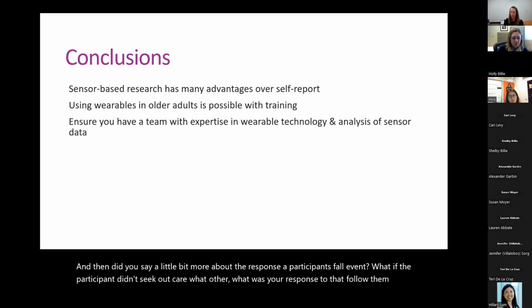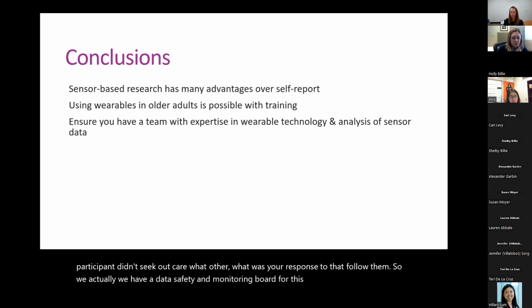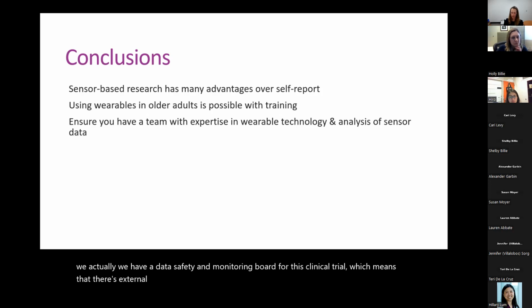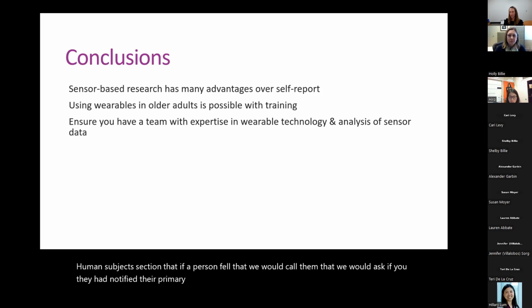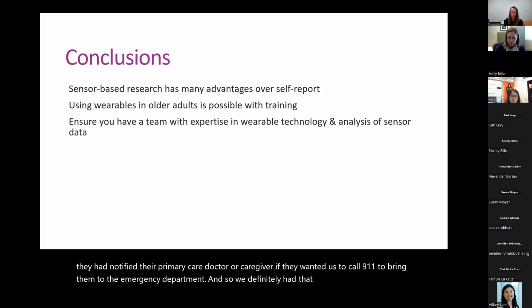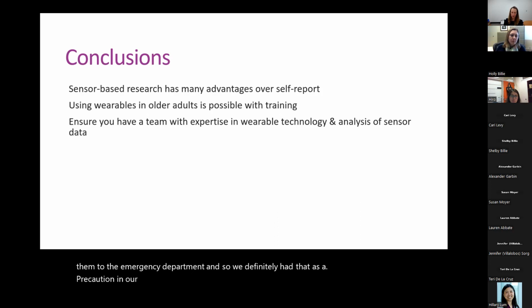Yeah, so we have a data safety and monitoring board for this clinical trial, which means that external researchers and biostatisticians monitor the data. We specifically put into our human subjects section that if a person fell, we would call them, and ask if they had notified their primary care doctor or caregiver, and if they wanted us to call 911 to bring them to the emergency department. We definitely had that as a precaution in our IRB review and with our data safety monitoring board.